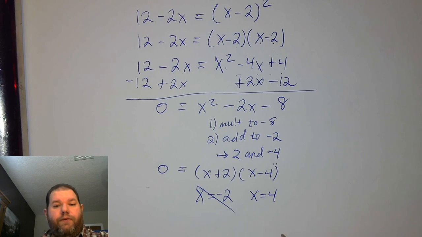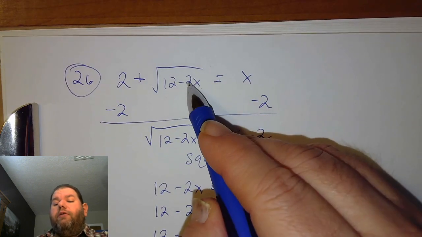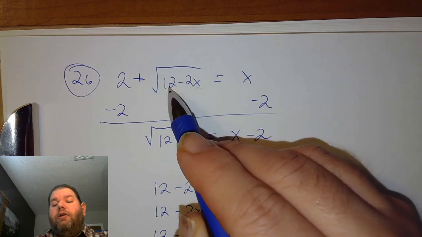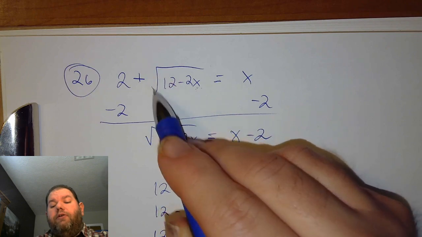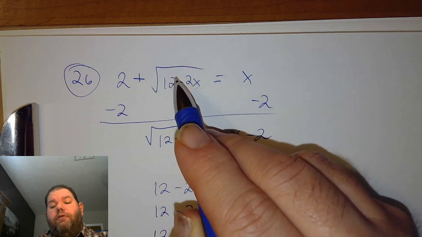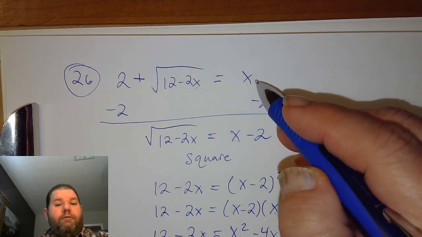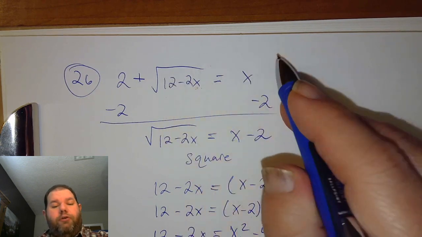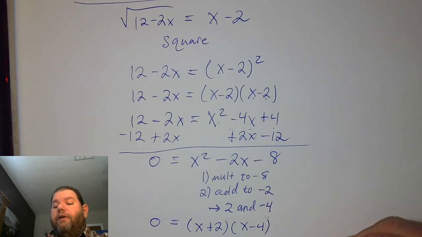So let's try the 4 next. 2 times 4 is 8. 12 minus 8 is 4. Square root of 4 is 2. 2 plus 2 gives us a 4 on this side, and we plugged in x equals 4 over here. So 4 equals 4. That is a correct answer, and that means that x equals 4 is a valid solution.